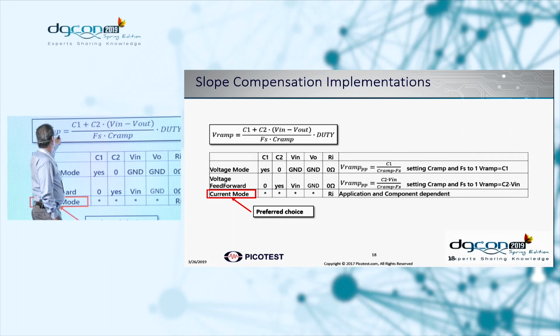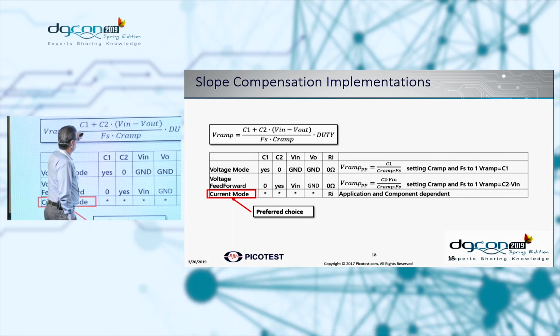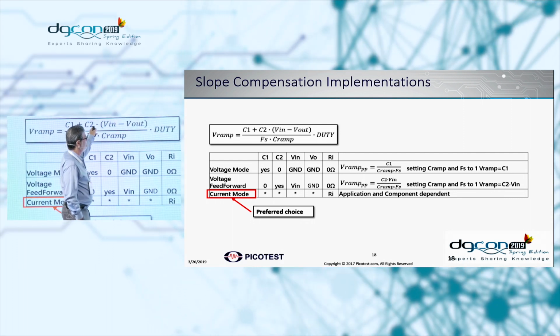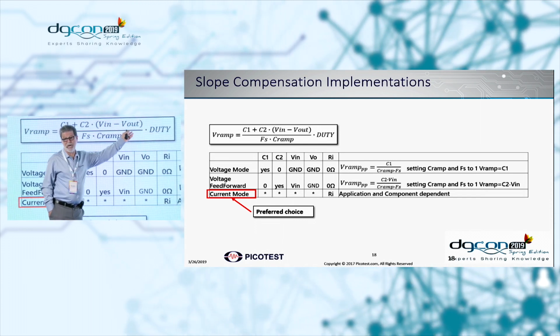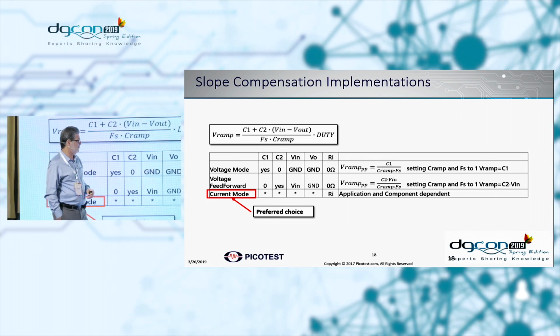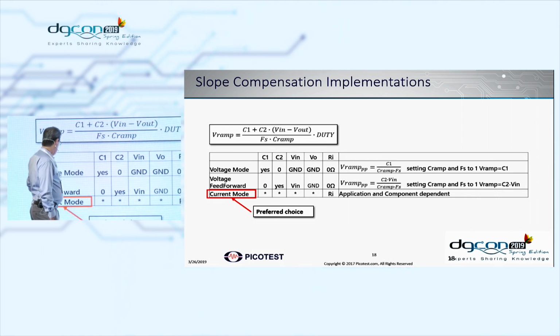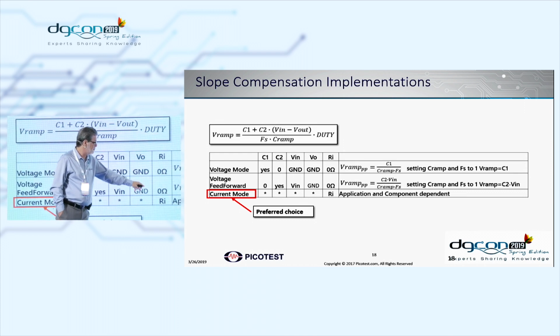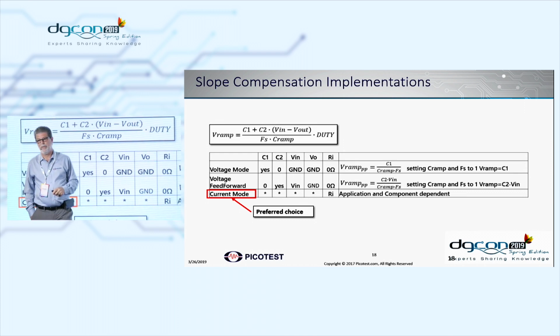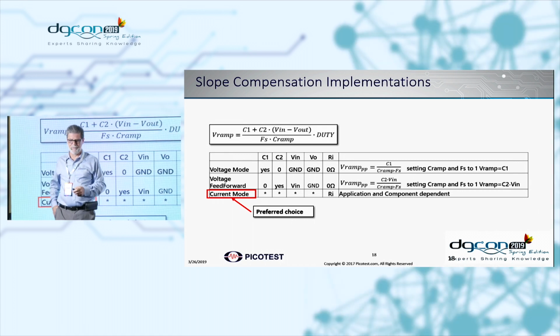And it looks something like this. So we have a voltage ramp, and we can have a constant ramp, and we can also have it as a multiplication of a constant and input voltage, output voltage, or the difference between the two. And in current mode, you can see how these different constants apply and what the value of Ri is.